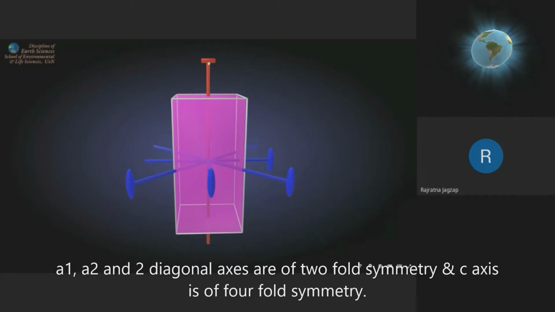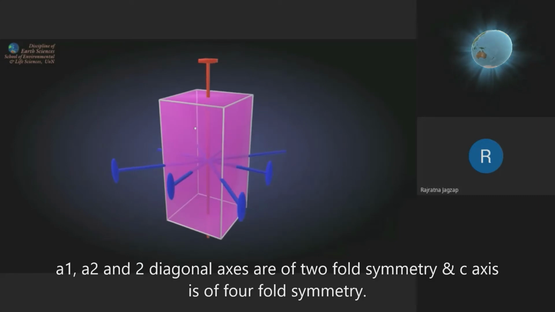So in other words, this axis is called an axis of four-fold symmetry. Fold means repetition. Four times a similar face appears repeatedly at the front position, that is the rectangular face. That's why this axis becomes an axis of four-fold symmetry. This is the element of symmetry for the vertical axis, the C axis.